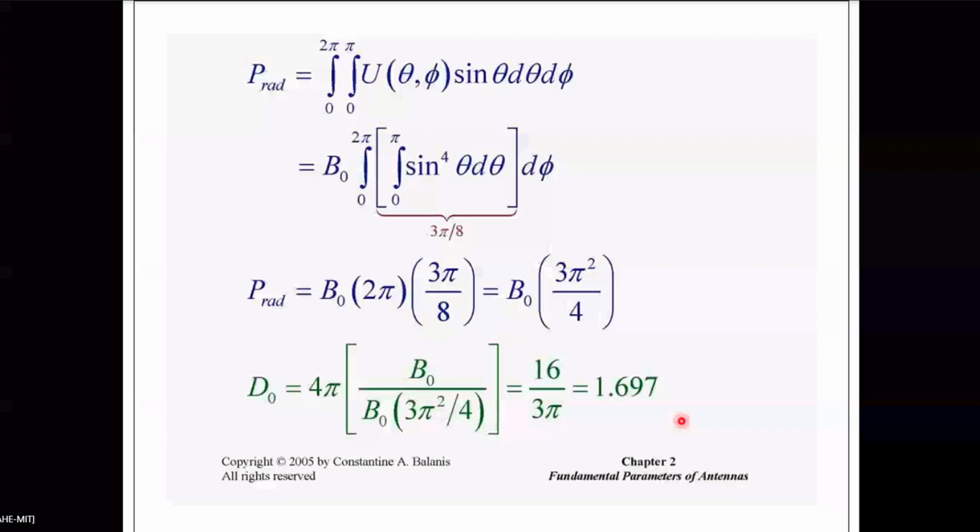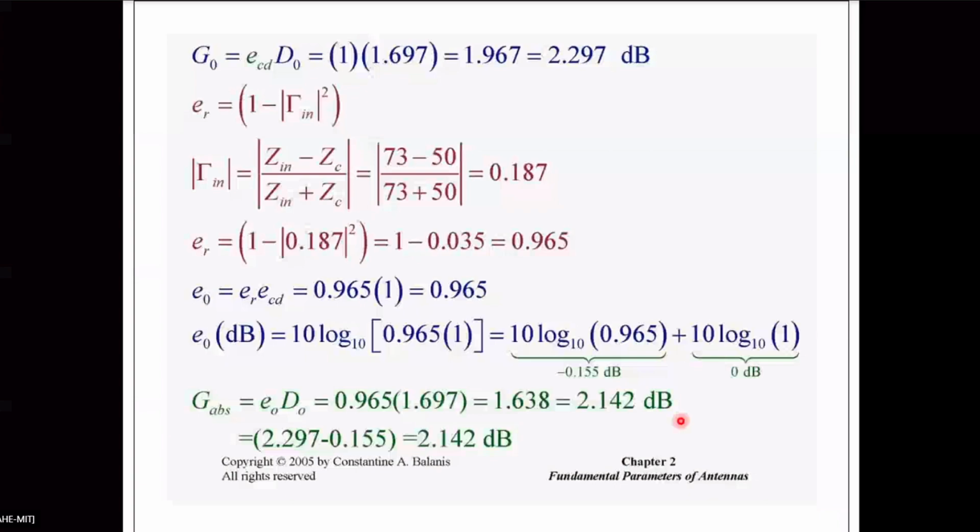Okay, next page. So G naught is equal to ECD. Because it is a lossless antenna, ECD is 1. Reflection loss is not actually antenna loss. ECD is actually what contributes to the antenna loss. Reflection loss is due to mismatch. It is because of the feed and antenna mismatch.